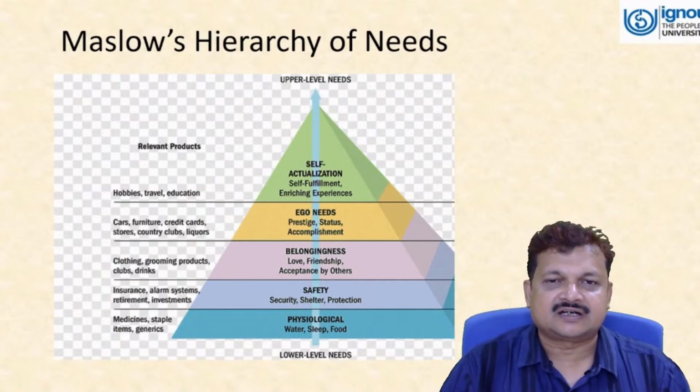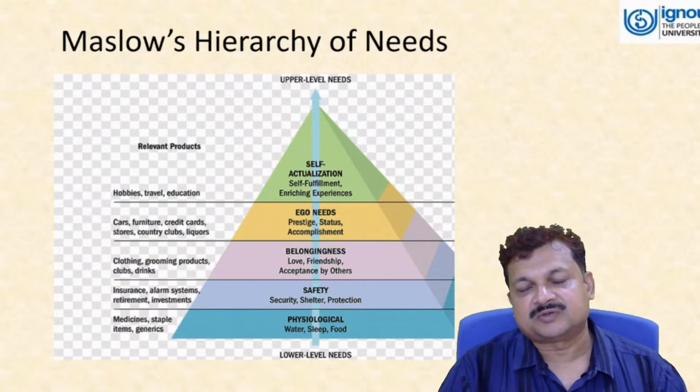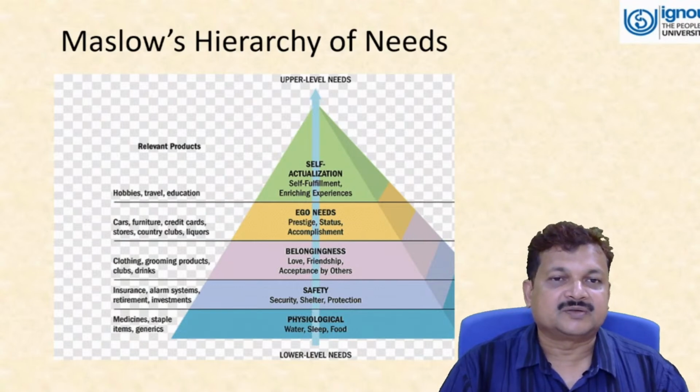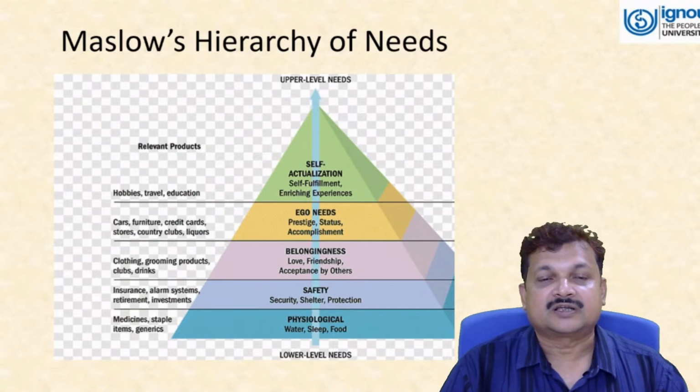Social needs are things like clothing, grooming products, clubs, drinks. That means the requirement of each human being to go to the clubs, go for marriages, go to different kinds of clubs. That means matches that you want to play, that you want to be a member of different organizations. So these are the things you are mostly going to find.